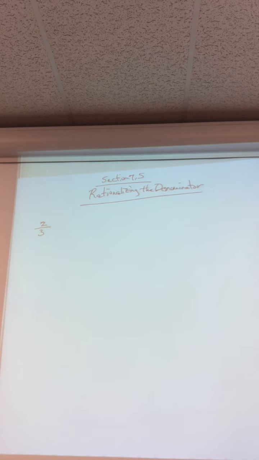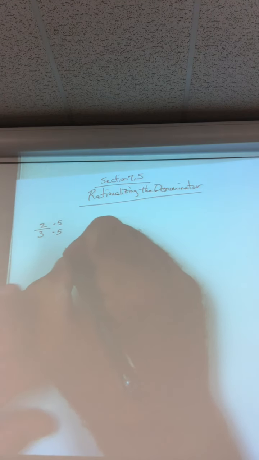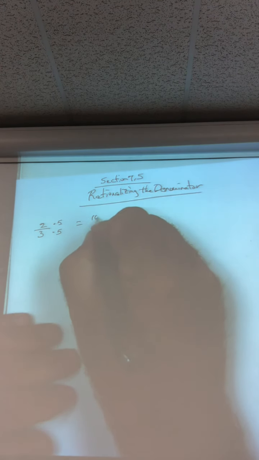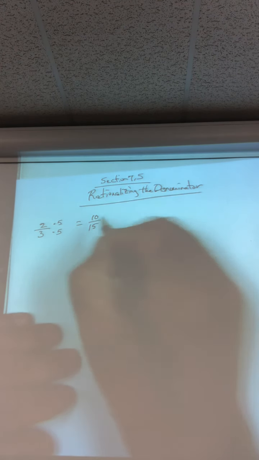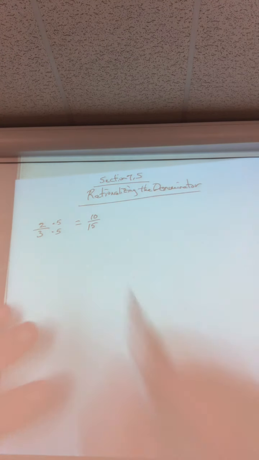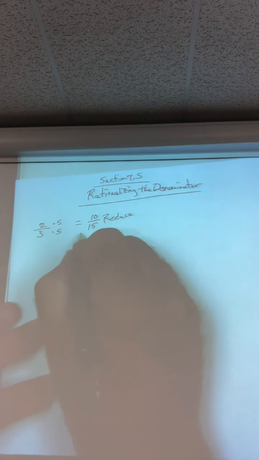Now, let's suppose that I wanted to, just watch now, you don't have to write this down. Suppose I multiplied the top number by 5 and the bottom number by 5. When I do, let's see what we get. We get 10 over 15. But if you reduce 10 over 15, what do you get?